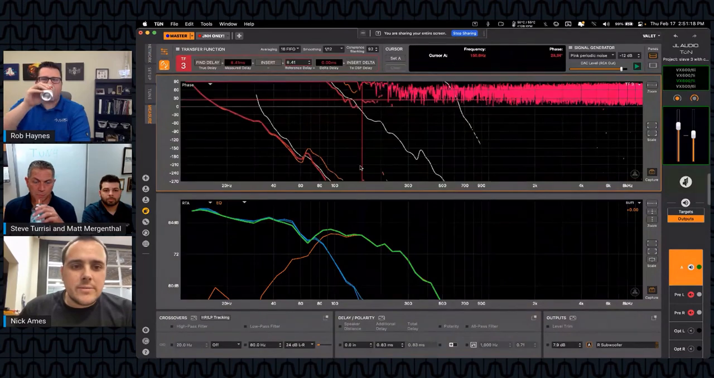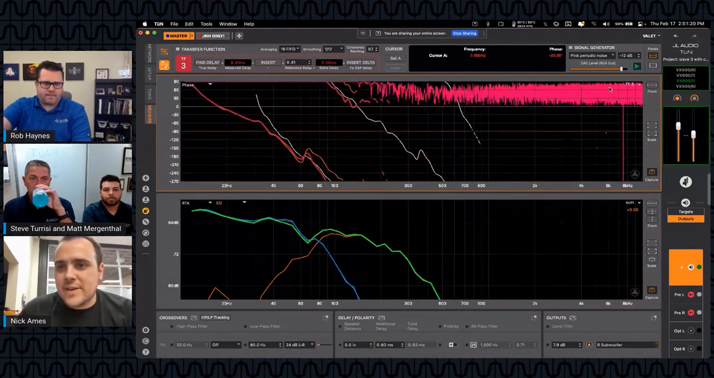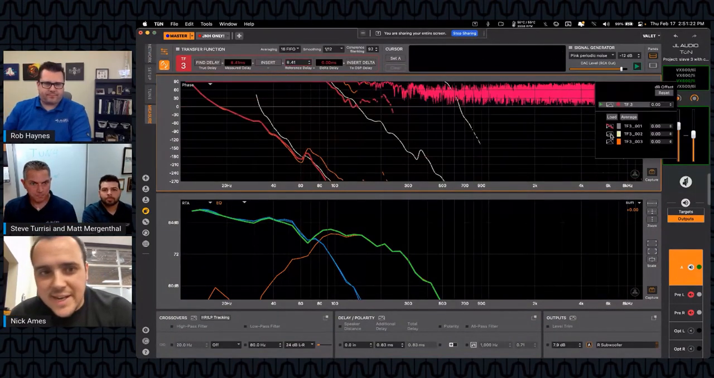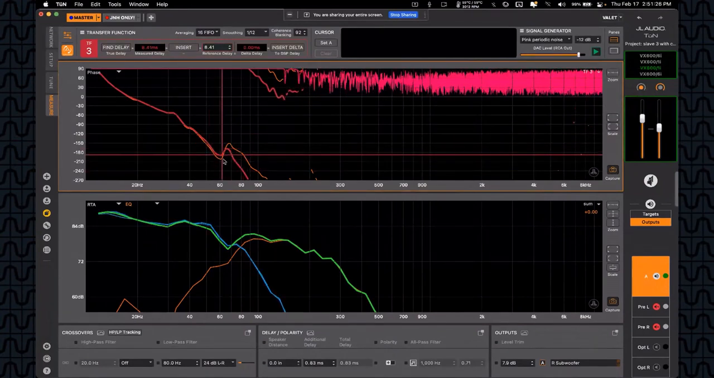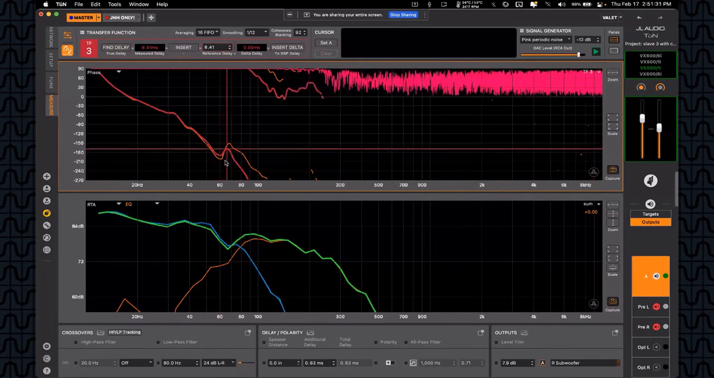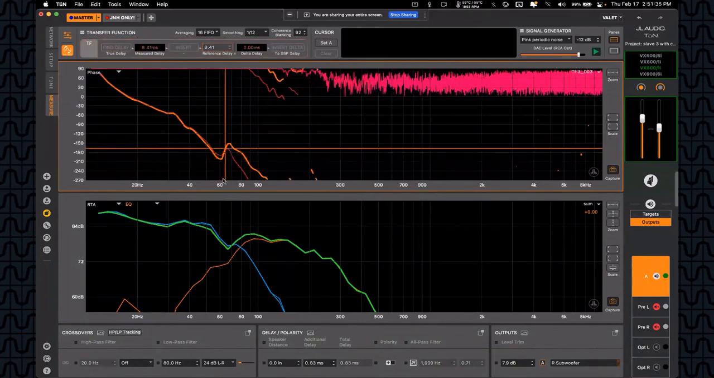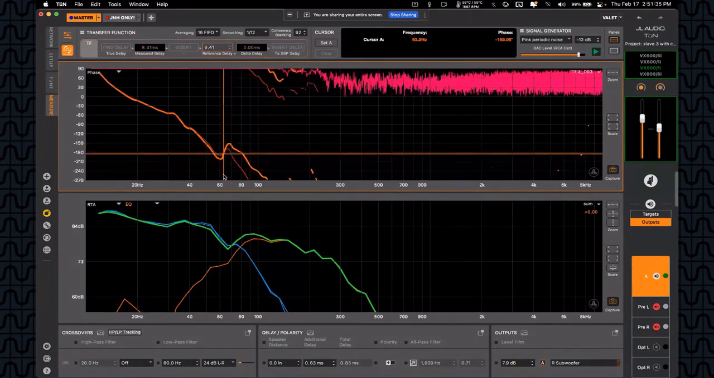What we did here, do you see this ripple? In fact, here, this is just like an academic curiosity kind of thing. Do you see the ripple in the response, in the phase response right here? Where it goes down and then comes back up and then goes down? Yeah, that little ripple. So the orange response, this one, was what we had before we applied Matt's EQ.